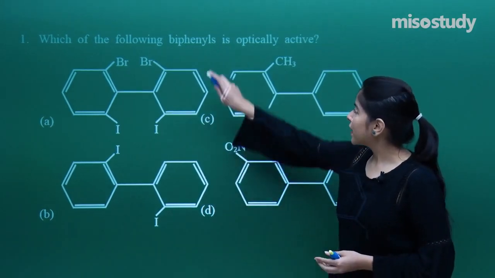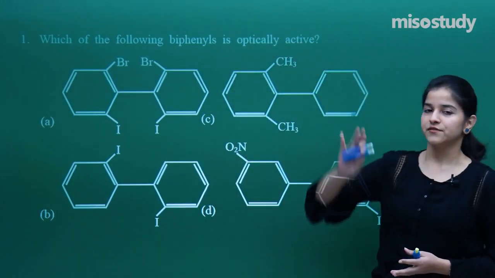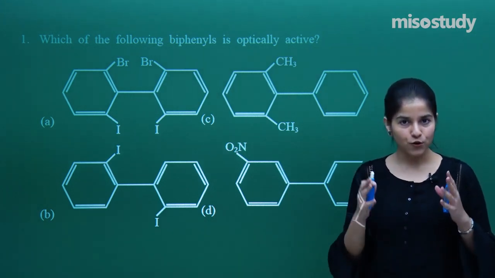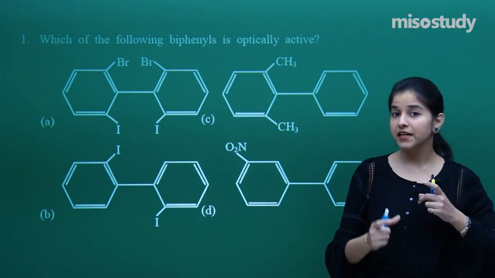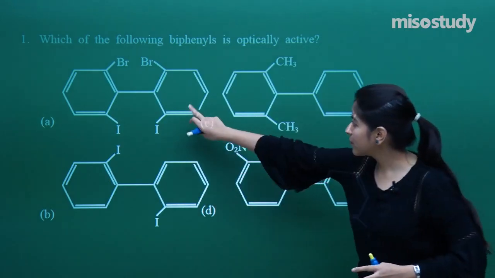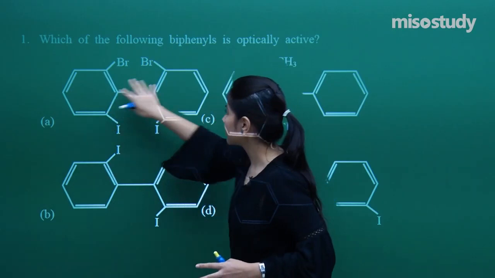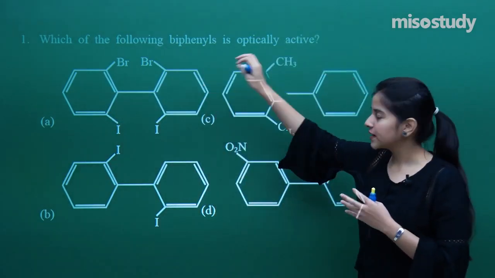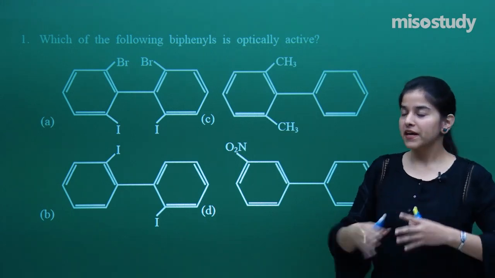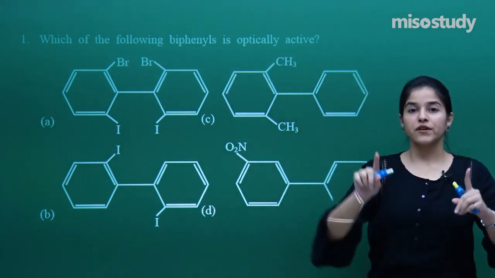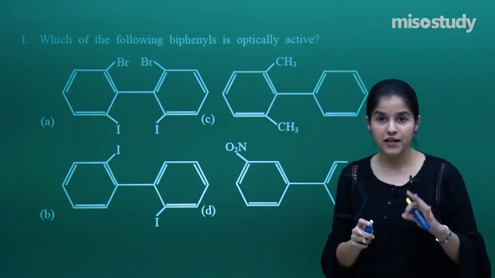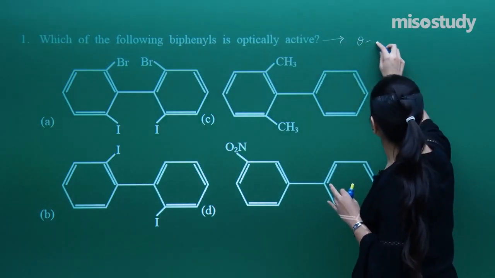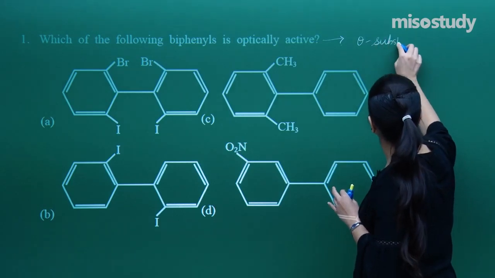Which of the following biphenyls is optically active? Right. So here we are talking about the biphenyls. As I told you in the session, whenever there is the existence of a biphenyl, what is a biphenyl? Phenyls joined together like this. And these two phenyls will always be optically active whenever. What is the condition for a biphenyl to be optically active? The condition is the ortho substitution, right?